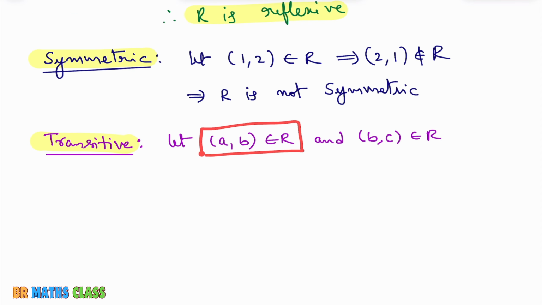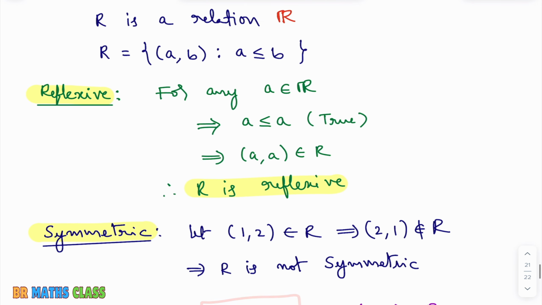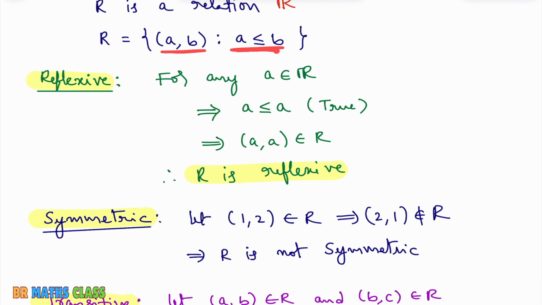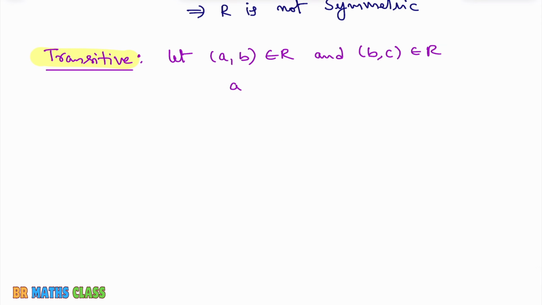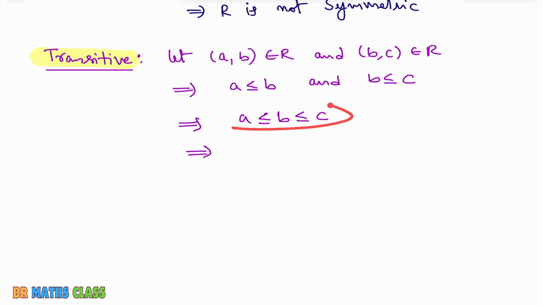When the ordered pair a comma b belongs to R, it indicates that a is less than or equal to b as per this relation. So as a comma b belongs to R, from this we can write a is less than or equal to b. And you see, the ordered pair b comma c belongs to R. From this we can write that b is less than or equal to c. Here you know that a is less than or equal to b and b is less than or equal to c. From this, what can you conclude? You can conclude easily that a is less than or equal to c.